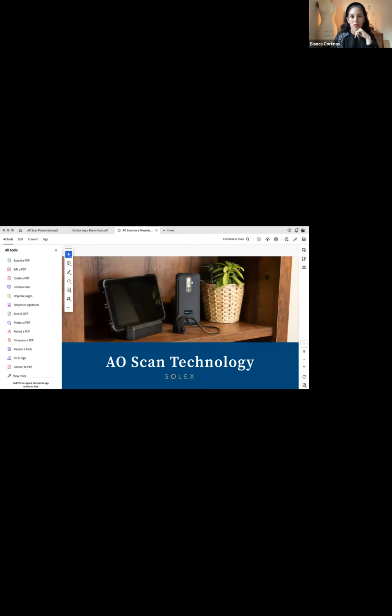Okay, so you're seeing this, right? All right. How does that look? It looks great. I see AO scan technology. Okay, so that's what we're going to be talking about, the AO scan technology.